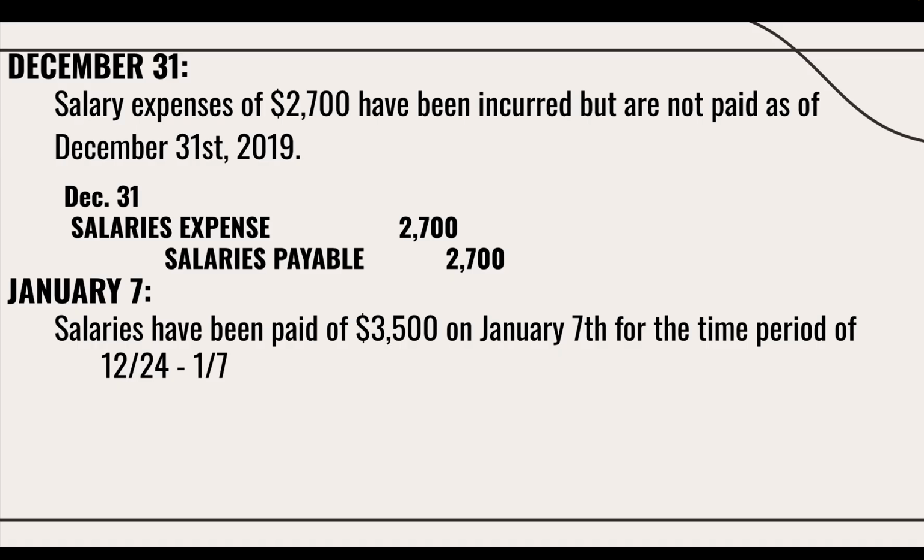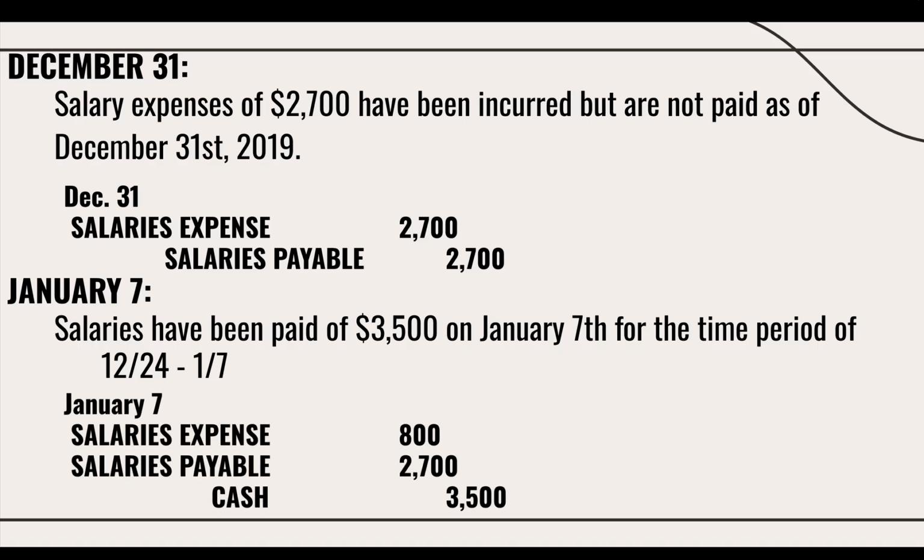Okay. So it's a credit to cash because we're paying our employees. We no longer owe the $2,700 from the payable that we set up last year. And then we have to expense for the amount of salaries that have been incurred during this year.